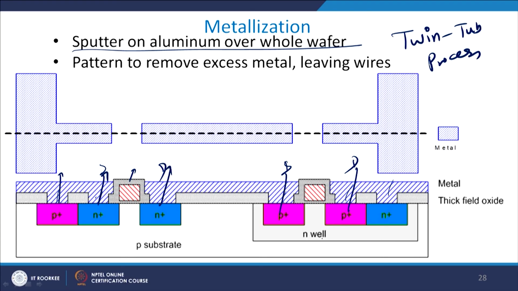This whole procedure is also known as the twin tub process, right, because you grow a P substrate and you grow an N well within that. With this I have given you a brief insight into the flow of fabrication in silicon, and we will take up further issues as we move to the next slide.